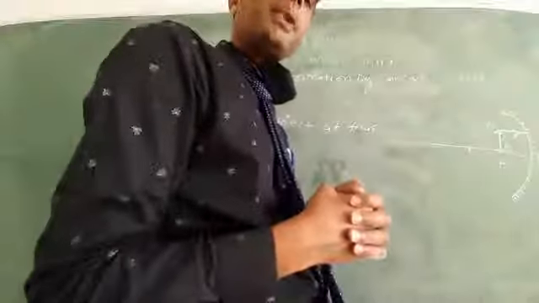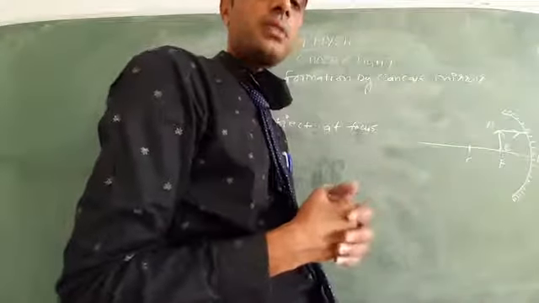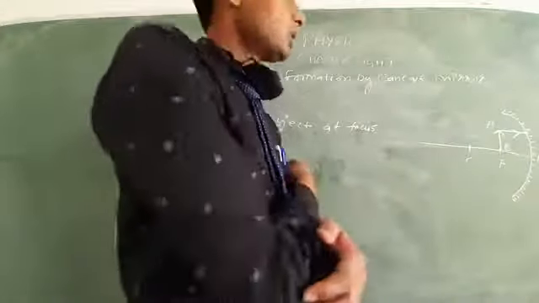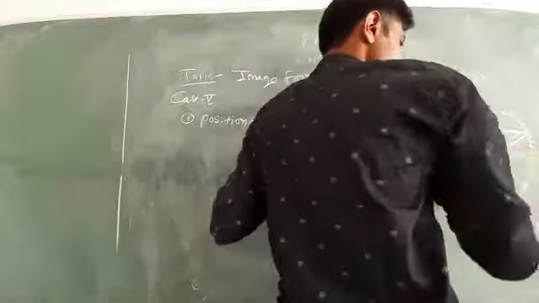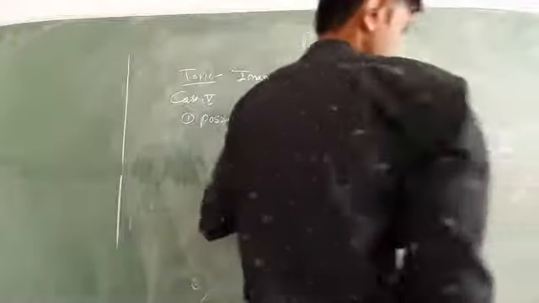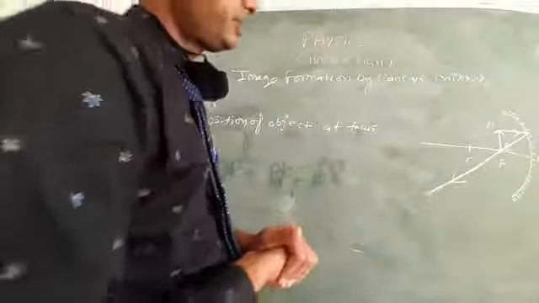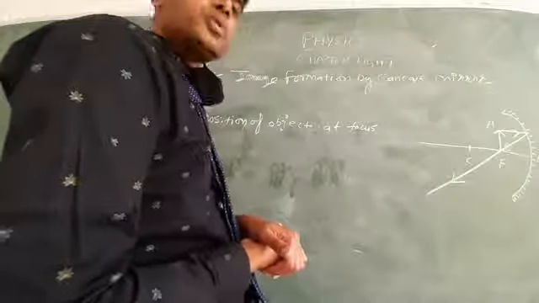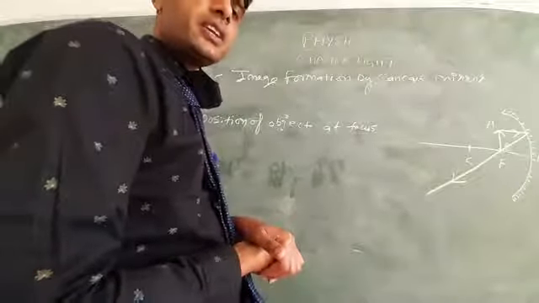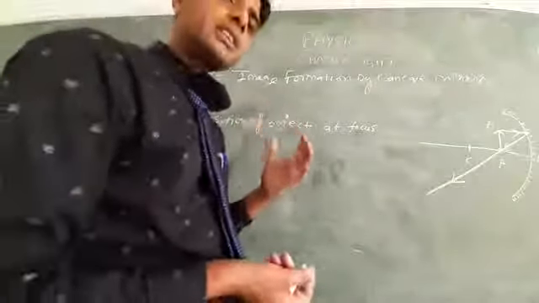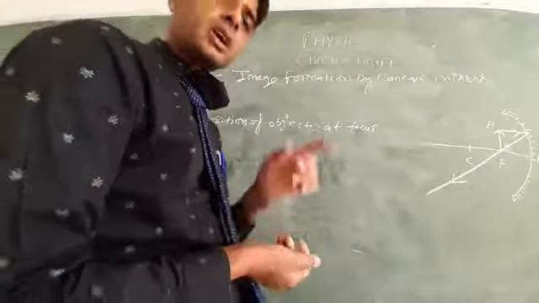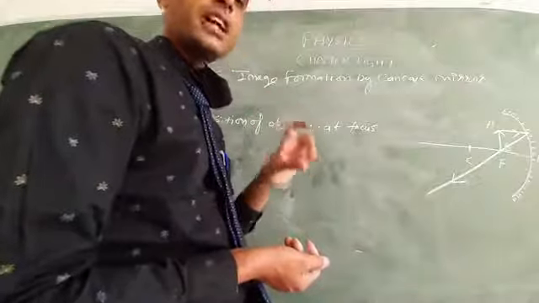As you know, if a ray of light travels parallel to the principal axis, after reflection it always passes through the focus point. This is the reflected ray. Now, to find the image, we need one more ray, because as you know, the image is obtained where the intersection of rays of light after reflection takes place.